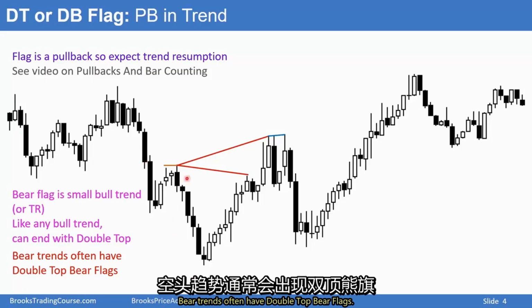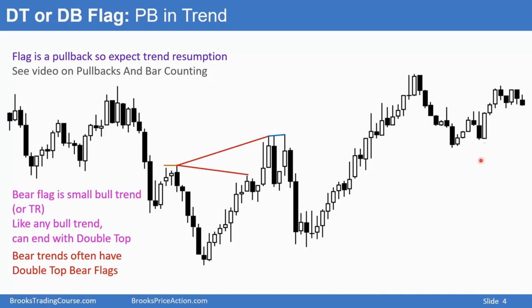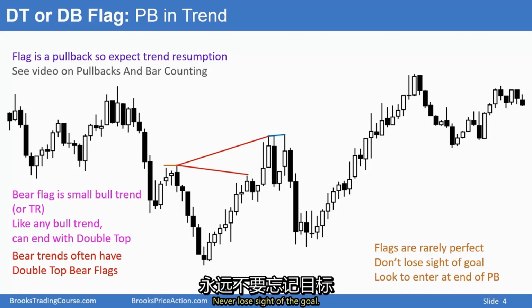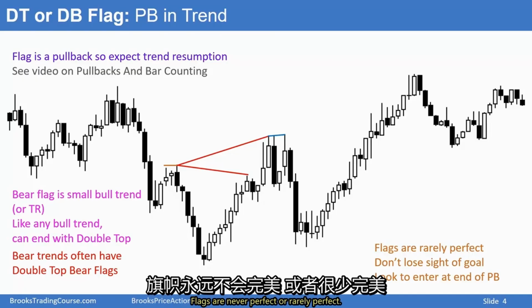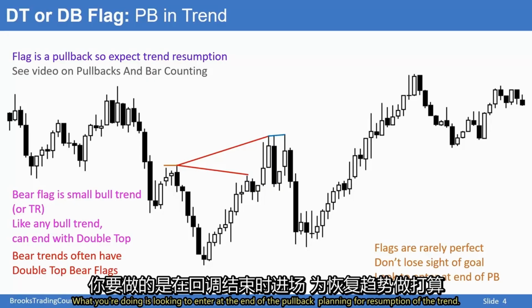Bear trends often have double top bear flags. Bull trends often have double bottom bull flags. Bull trend, double bottom bull flag. Never lose sight of the goal. Flags are never perfect, or rarely perfect. What you're doing is looking to enter at the end of the pullback, planning for a resumption of the trend.